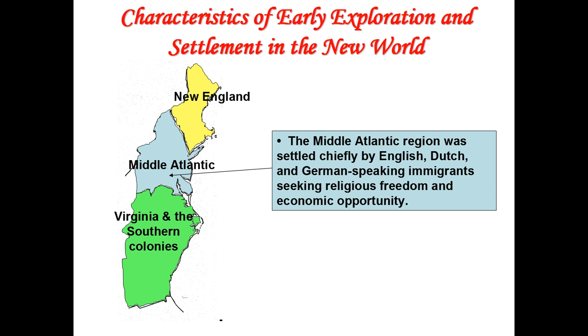The Middle Atlantic region is settled chiefly by English, Dutch, and German-speaking immigrants seeking religious freedom and economic opportunity. The middle region, just remember the letter M. The middle region is our mix. It has a mix of religions and it has a mix of ethnic groups, the English, the Dutch, and the Germans.